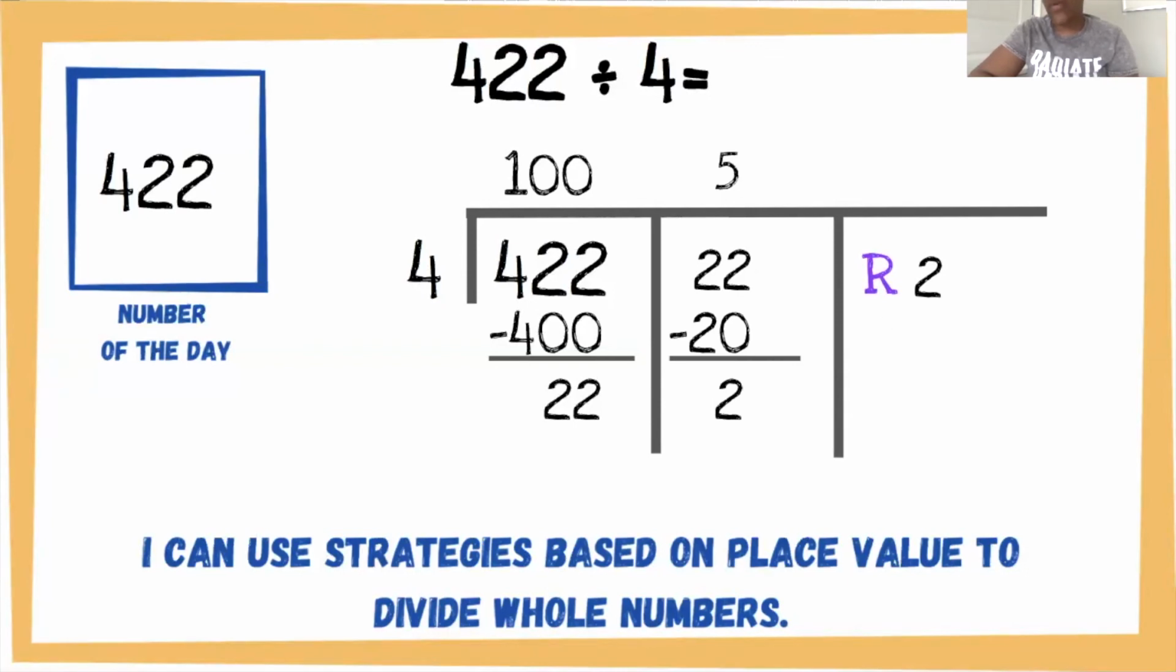Now remember, when we began this problem, I told you that it was based on what's called partial quotients. Parts meaning they can be put together. So we're going to take our 100 and we're going to take our 5 and we're going to put them together. So 100 plus 5 equals 105. And then finally, we're going to pull up our remainder. Our remainder is 2. So 422 divided by 4 equals 105, remainder 2, which is the exact same answer that we got when we used our base 10 blocks.